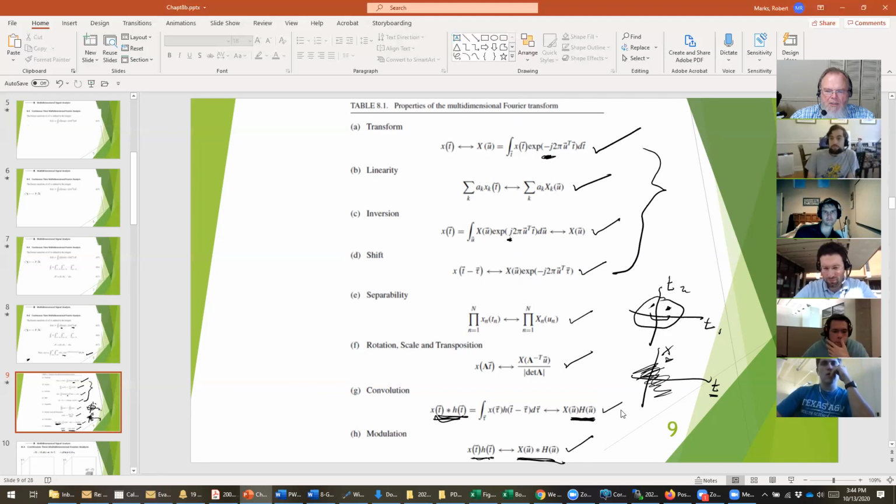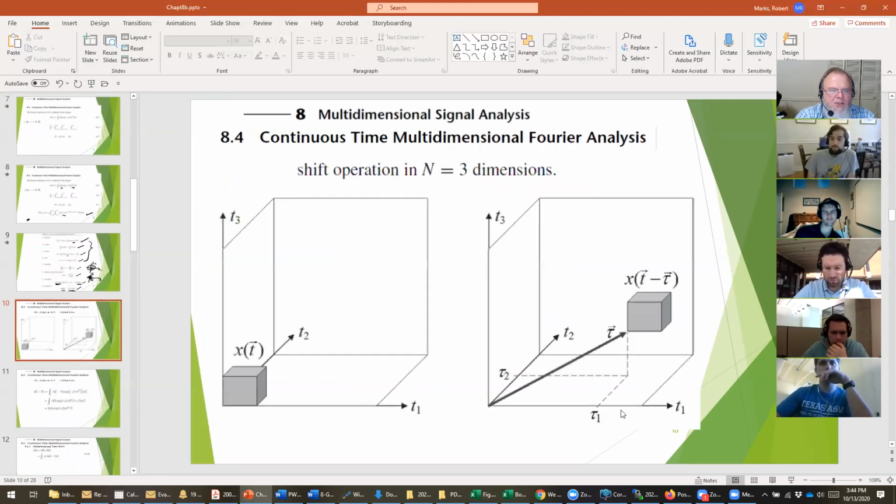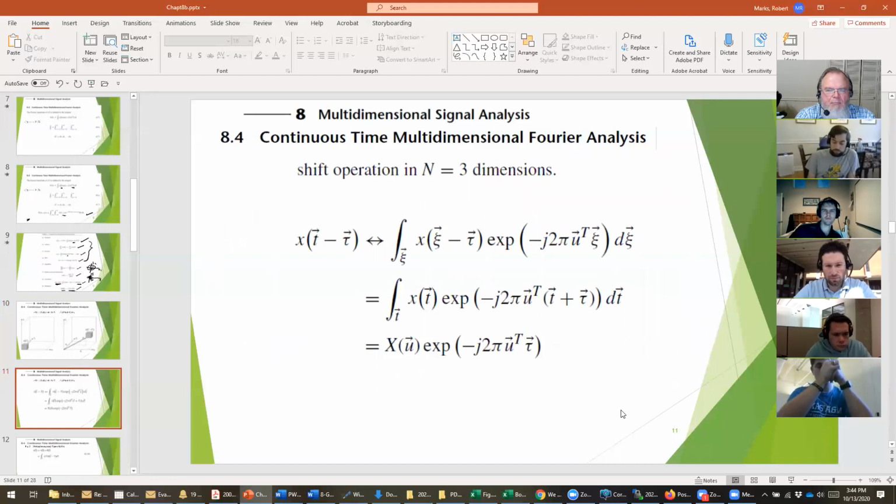So with that, let's go on to the next slide. This was the shift that we talked about. I won't elaborate on this very much, except to say that this is what we looked at last time. And this is the proof that we went through last time. And we won't go through this again. But the basic idea, the final result is if you shift in one domain, you multiply by e to the j in the other domain. Just exactly as we do with the one-dimensional Fourier transform counterpart.